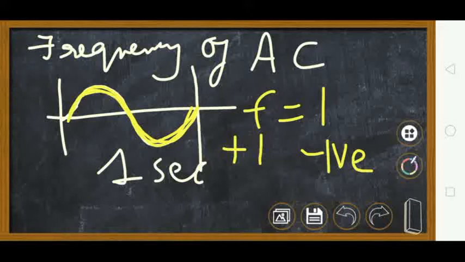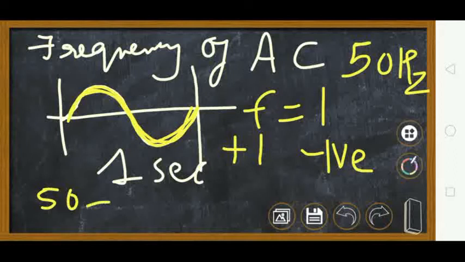So if we say that you are getting a supply at 50 Hertz, AC current of 50 Hertz, that means it goes through 50 positive cycles and 50 negative cycles. It means 50 times it goes in this direction and 50 times in the opposite direction. So this is what you mean by frequency of an AC current, or frequency of the rotation. It is nothing but the frequency of the rotation of the coil.